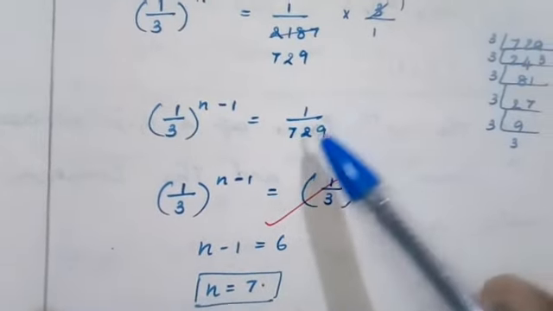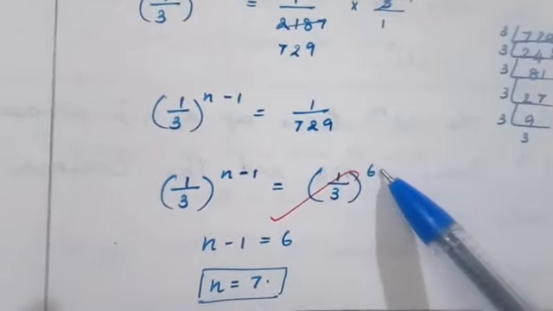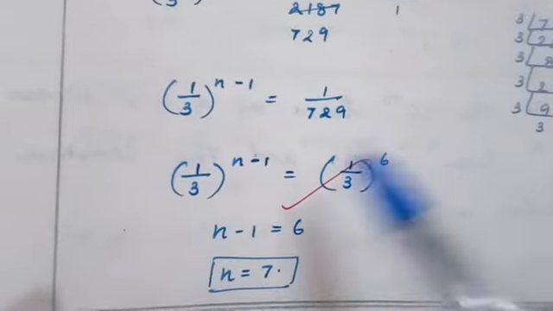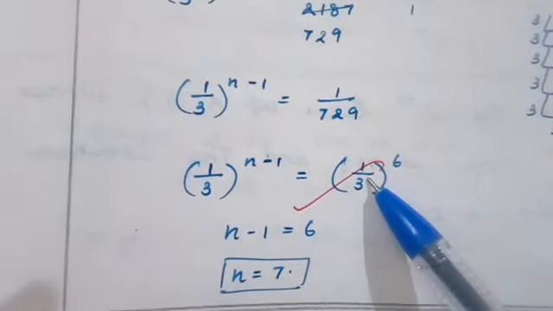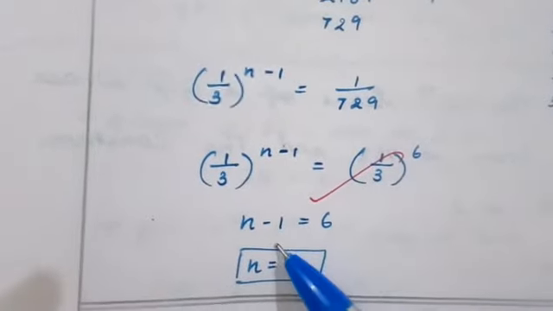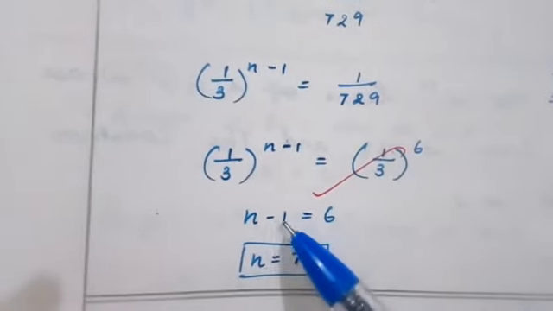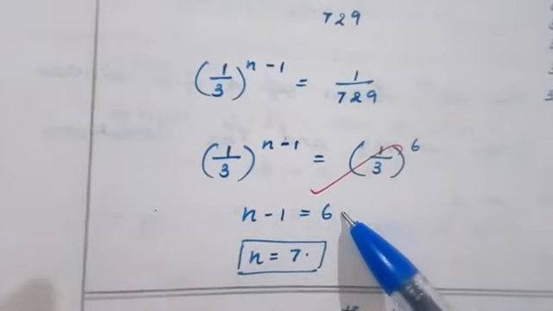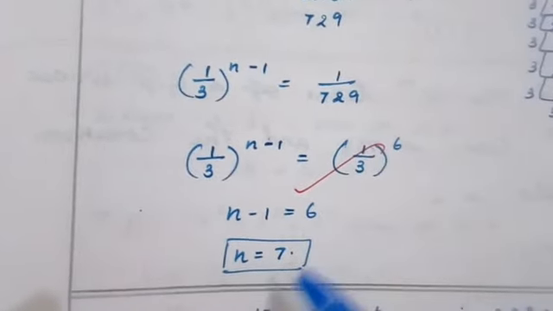729 is 3 power 6. So that is 1 by 3 whole power 6. We have to make the base the same. So the bases are same, we have to equate the powers. That is n minus 1 equal to 6. So transposing this minus 1 to the other side, n is equal to 7.